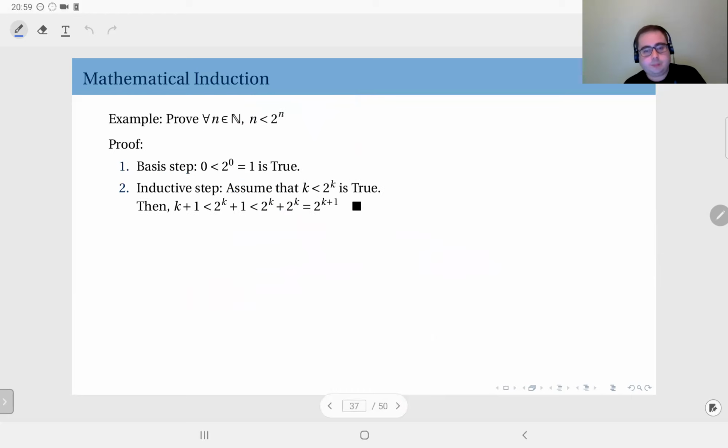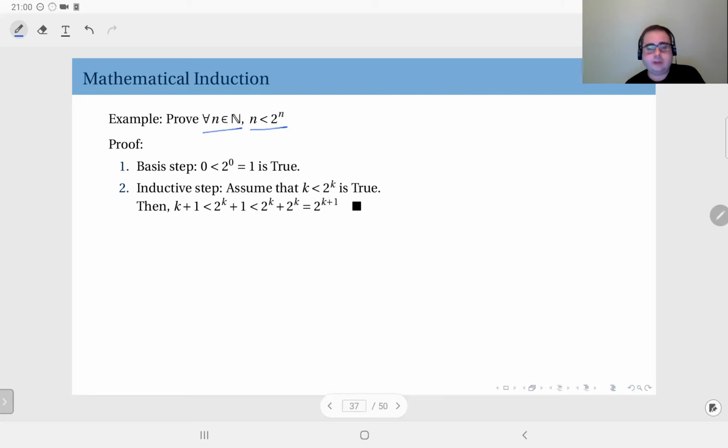Okay, here's another example. Here, in this question, you see we do not have an identity. We don't have an equality here. We have an inequality. So induction is also useful for showing inequalities. Show that for all natural numbers, n is less than 2 to the power n.